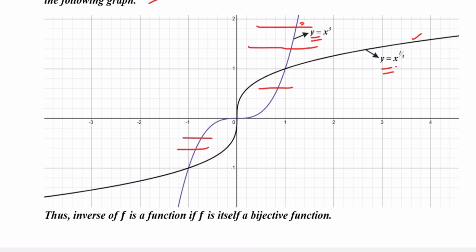of x. This cube root of x is a function, also it is a bijective function. If you apply a vertical line test here, you will see every vertical line cuts the graph exactly at one point. Further, if you draw a horizontal line here, you will see every horizontal line cuts the black graph exactly at one point also. This shows that the inverse of f is a function if f is itself a bijective function.